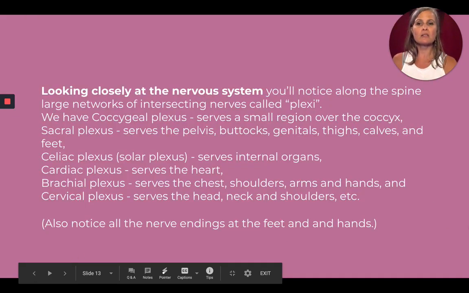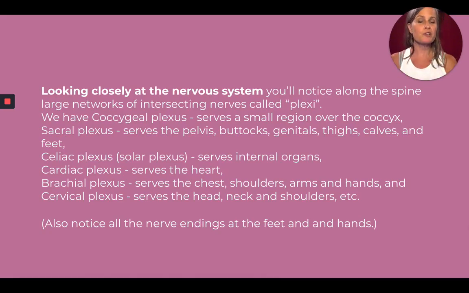We have the coccygeal plexus, which serves a small region over the coccyx. We have the sacral plexus. It serves the pelvis, the buttocks, the genitals, the thighs, the calves, the feet. The celiac plexus, the solar plexus, serving the internal organs. The cardiac plexus, serving the heart. The brachial plexus serves the chest, shoulders, arms, and hands, and the cervical plexus serves the head, neck, and shoulders.